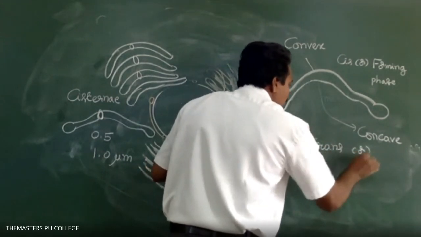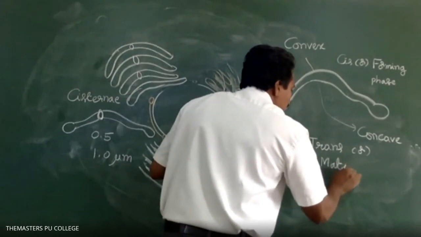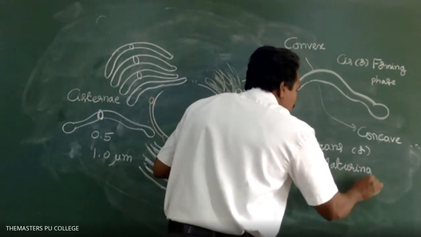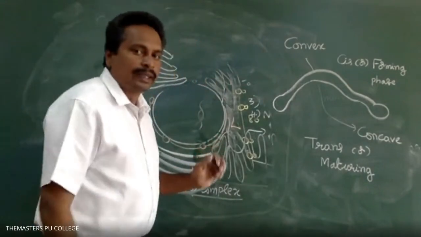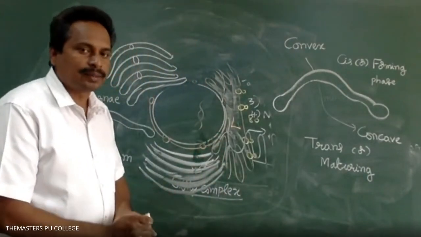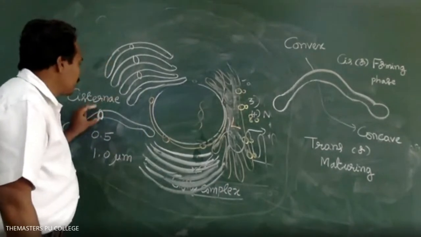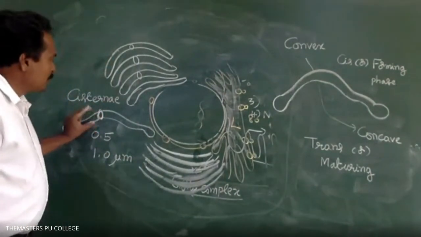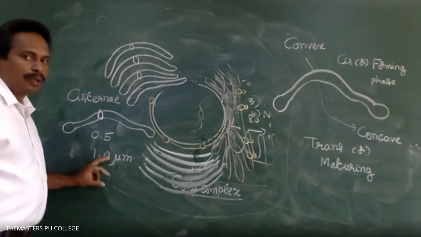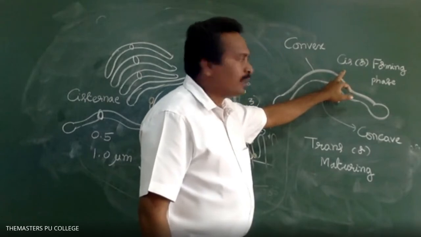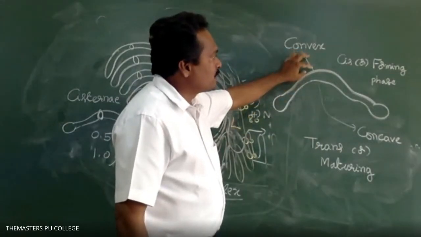Trans or maturing phase. So each cisterna consists of mainly how many parts? The diameter of the cisterna is 0.5 to 1 micrometer. Each cisterna consists of two parts. One is the cis or forming phase and the second one is the trans or maturing phase. Very good. So the cis or forming phase, how does it appear?